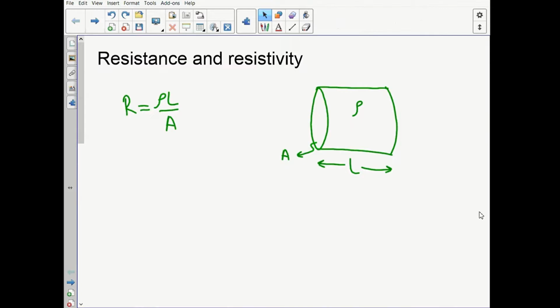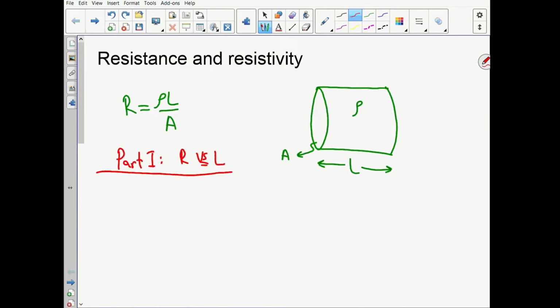In this experiment, we'll study the resistance versus length in part 1, and we will end up plotting the resistance on the y-axis versus the length on the x-axis. So, in a case like this, let's rewrite our equation as R equals ρ over A multiplied by L. Notice that in part 1 we will keep the cross-section area constant and we will be changing the length.